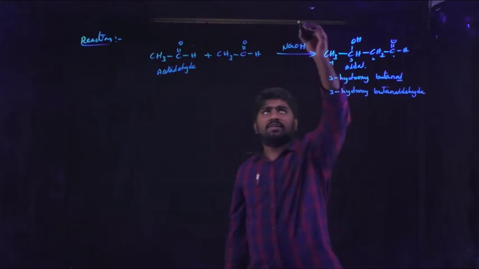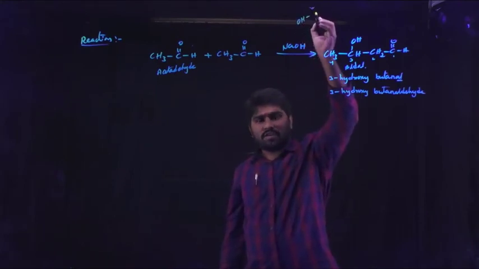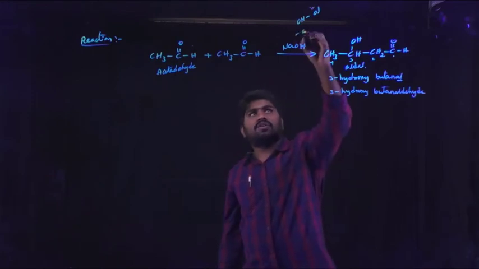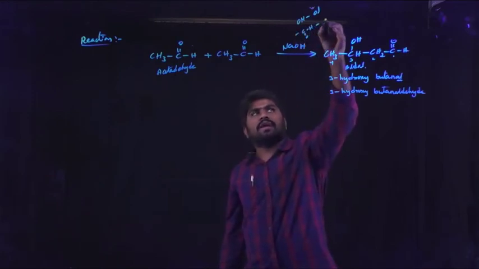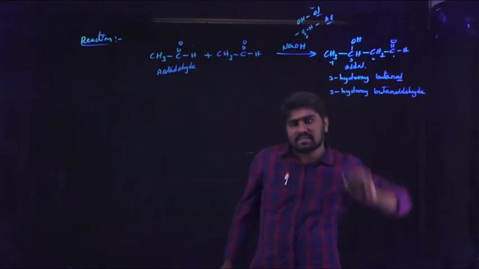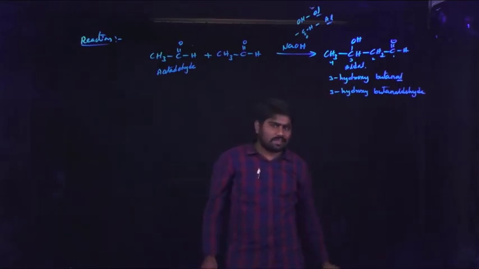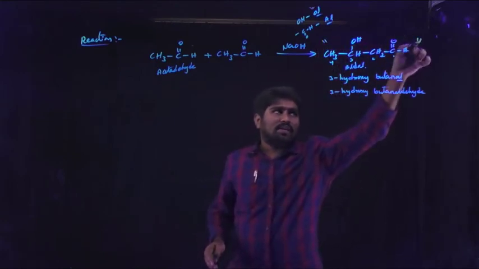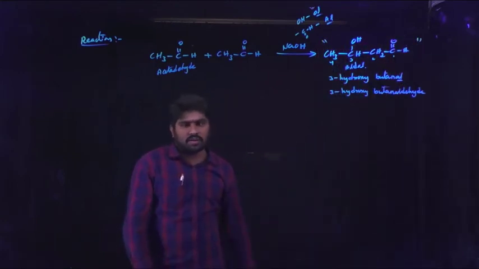You observed that if the OH group is the functional group, we write 'ol', and if the aldehyde group is the functional group, we write 'al' at the end of the name. So this is the product of aldol.